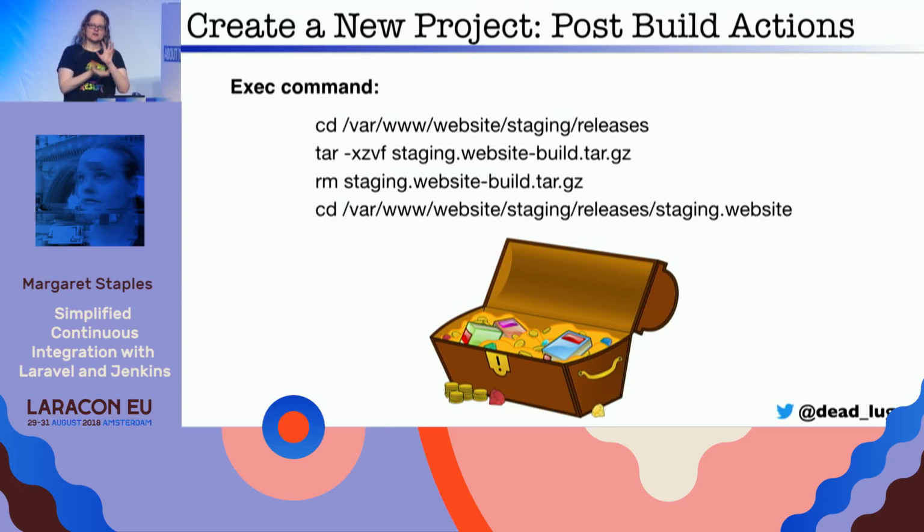All right, and then under those little blanks that we just filled in, there's this big old text field called exec command. And exec command is where you want to put all of the commands that need to be run on your deploy server in order to actually deploy this new build. So the first thing that we're going to do is make sure that we're in the right directory, and we're going to unpack our tarball. And that's going to create a directory within the releases directory of that name. Then we are going to remove the tarball, and then we are going to change directory into the new directory that was just created by unpacking that tarball.